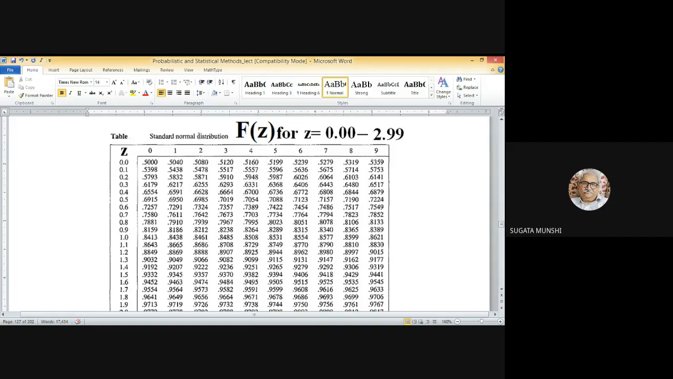I have pointed out that this is one possibility. You will also find tables for z lying in the range minus 3 to 0.00. Tables can also be made for capital Z greater than or equal to small z. All right, there are several possibilities. So whatever may be the type of table that you are provided with, you should be able to handle that type of table. Once you grasp the exact properties of the Gaussian function, you will be able to do that.